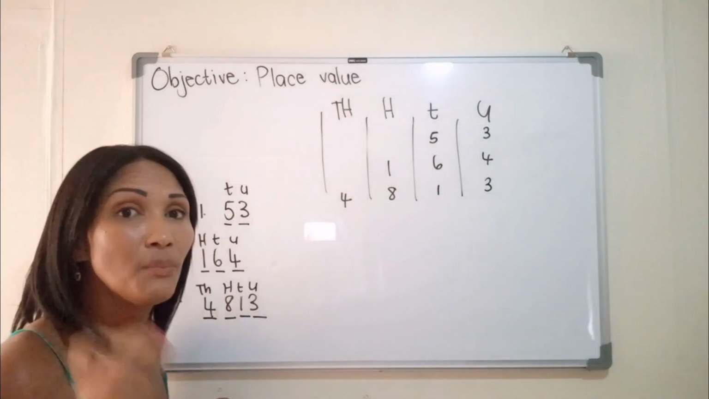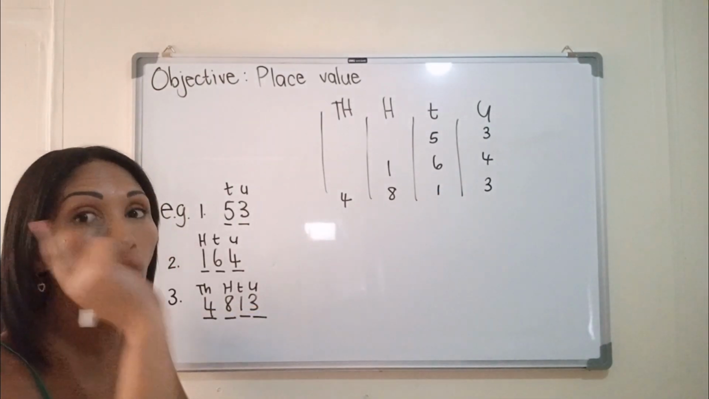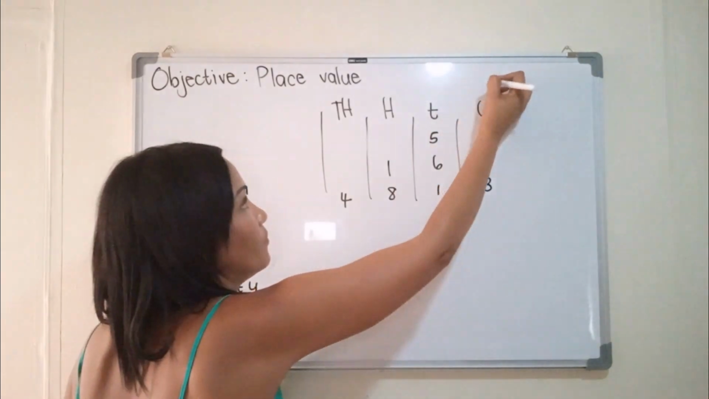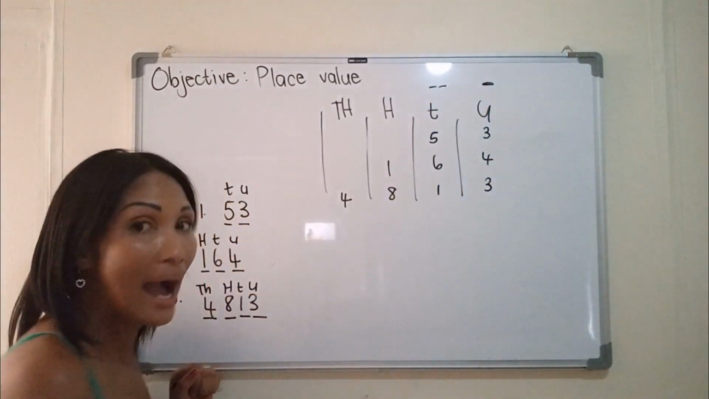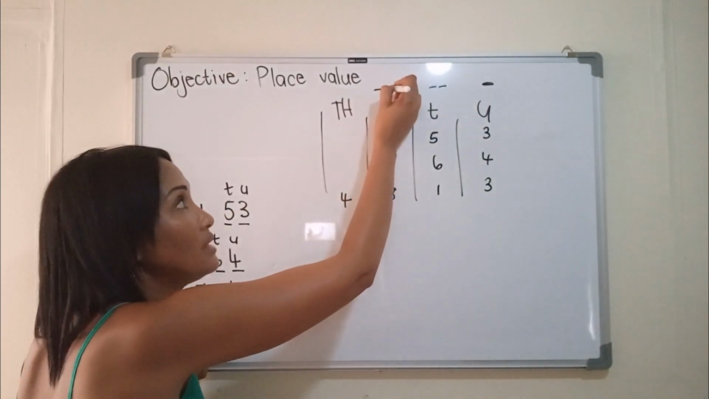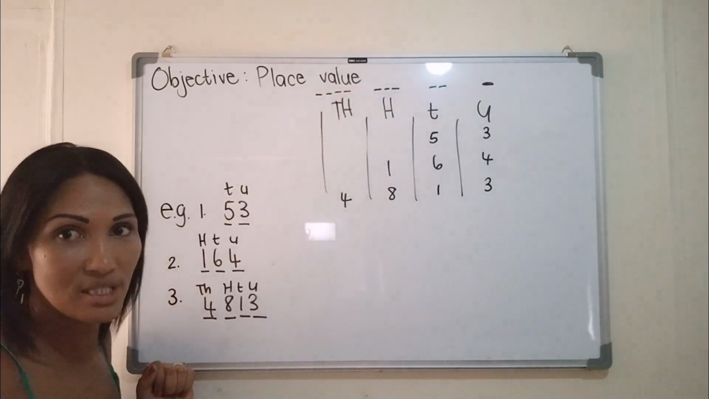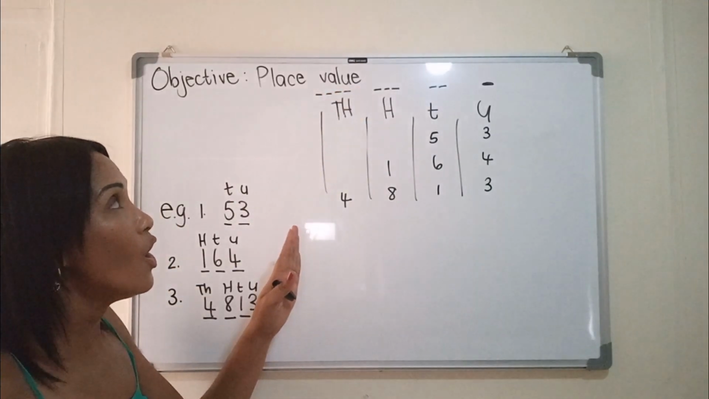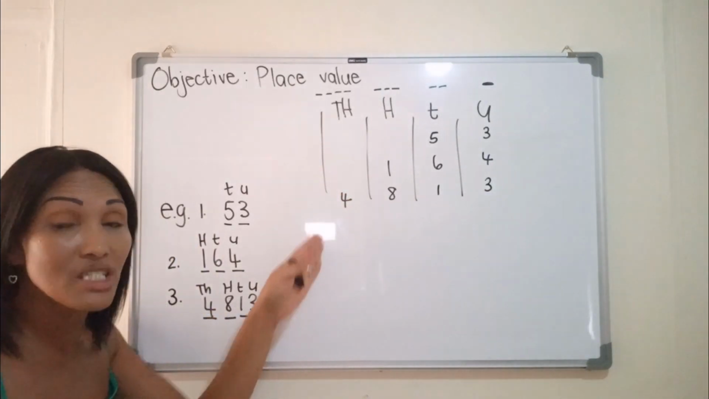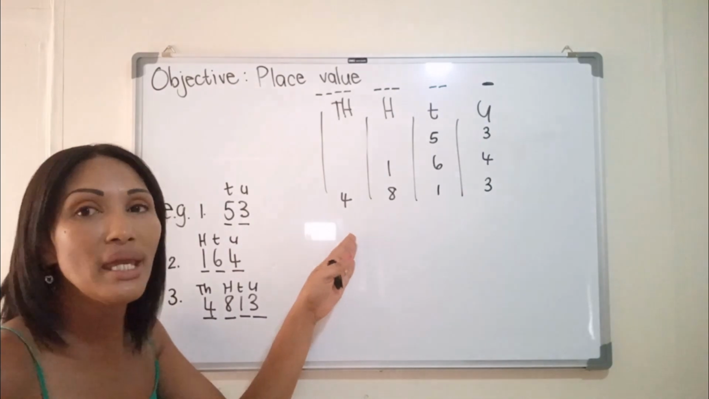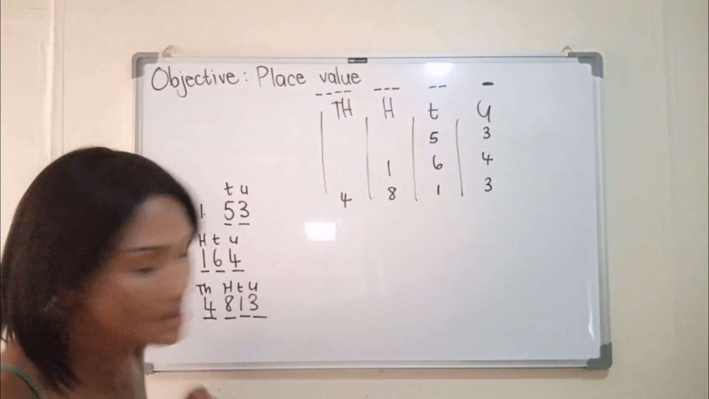As in the previous video, I explained to you that units only have a 1-digit number. Tens have 2 digits. Hundreds have 1, 2, 3 digits. Thousands have 1, 2, 3, 4 digits. So once you understand the order of the digits, it will be easy for us to find the number value of these digits.